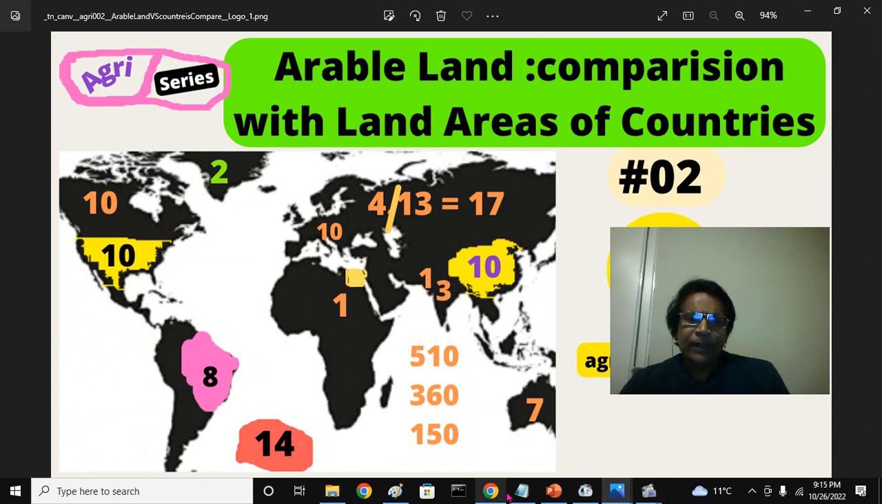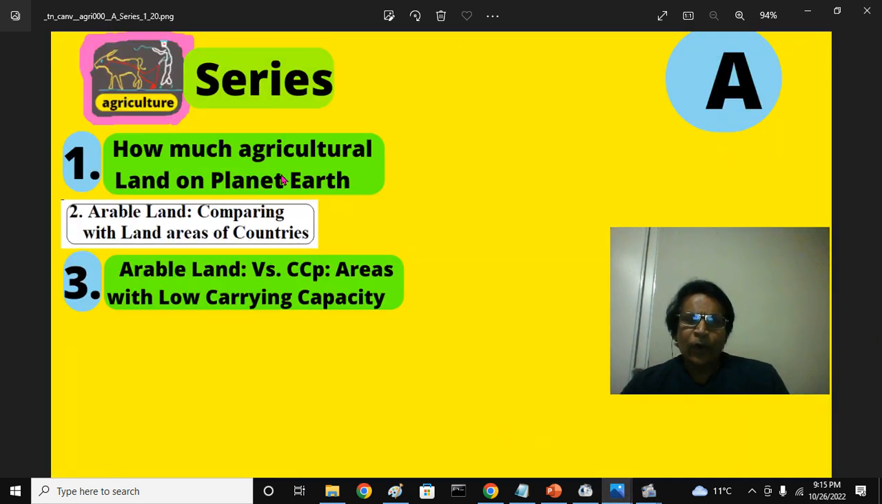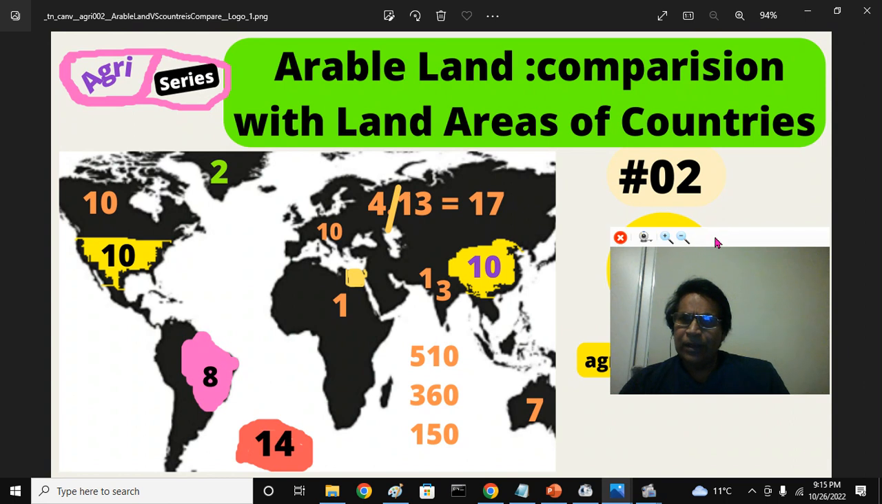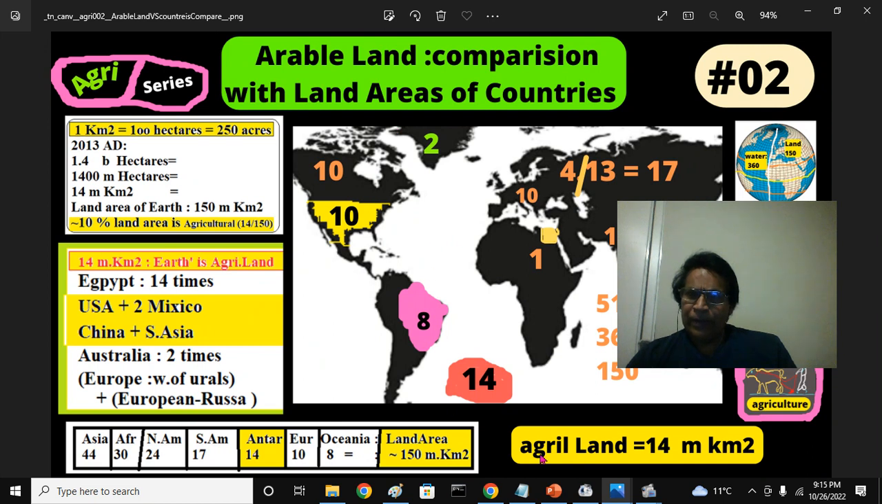Arable land comparison. This is part of our agriculture series. In the first part, we talked about how much agricultural land is present on the planet Earth. The second part, arable land: there are 14 million square kilometers. We'll be comparing with some of the countries' surface areas. In the third part, we'll look at the concept of carrying capacity. There are a lot of areas, much bigger or comparable in area, but cannot support people due to low carrying capacity. So this is today's presentation, part 2, arable land comparison with the countries.